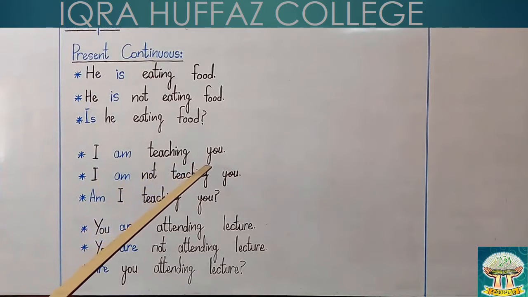I am teaching you. I am not teaching you. Am I teaching you? This is the usage of am in present continuous tense. You are attending the lecture. You are not attending the lecture. Are you attending the lecture? This is the usage of are in present continuous tense.